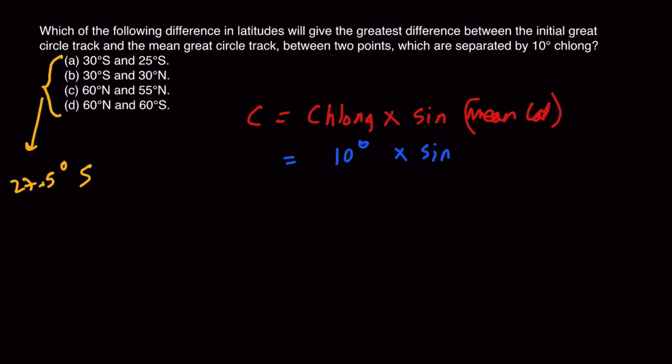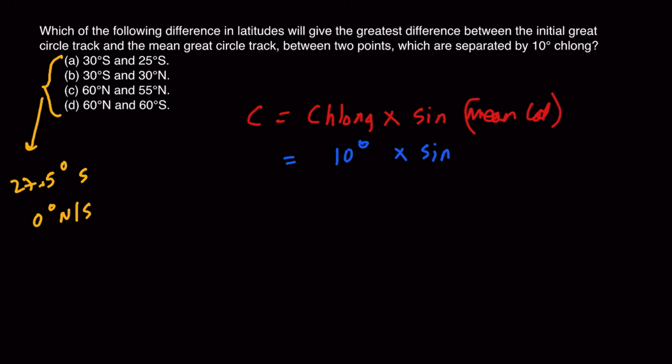Second one, 30 degrees south and 30 degrees north. So if this is your equator, one latitude is over here and the other latitude is over here. What do you think will be the mean latitude? It will be the equator, which is 0. So the mean latitude in the second case will be 0 degrees north south.